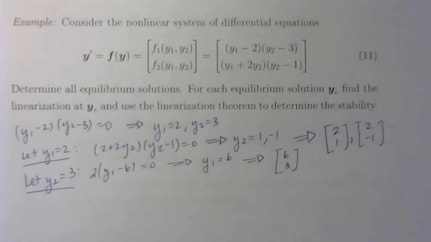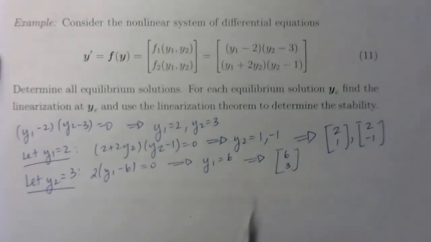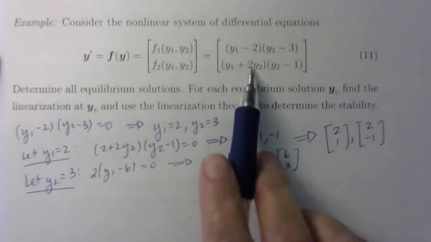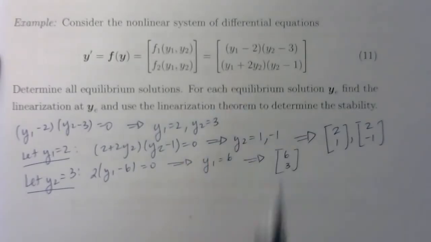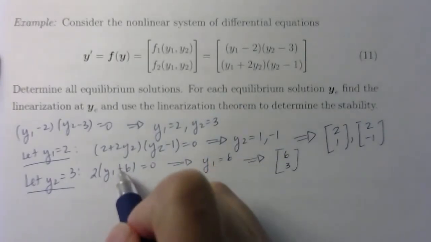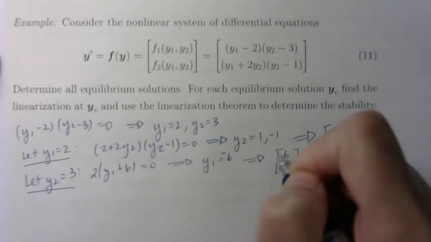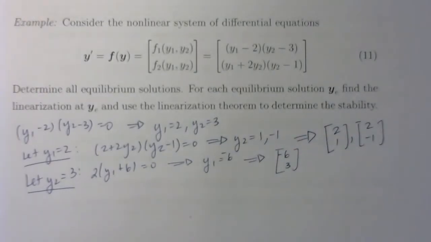Sorry, this should be plus, right? 3, so plus here. Yep. So minus 6, minus 6. Okay. Now we have 3 equilibria for the system.